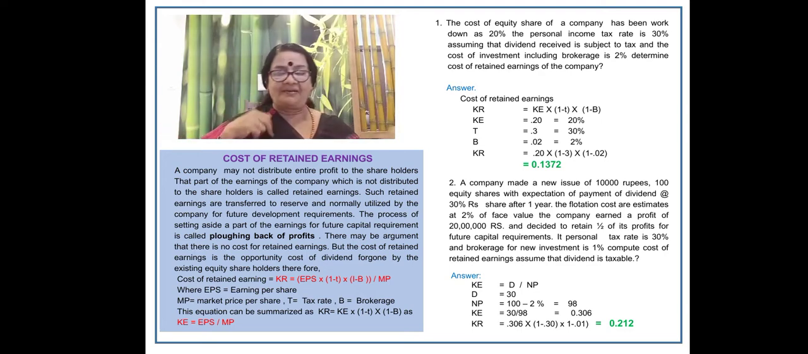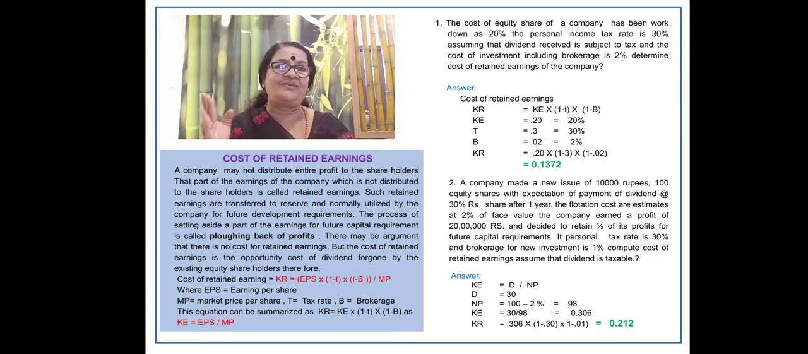Then the third question also I will explain for you. PQ Limited transfers 50 lakh rupees out of its profits to reserve for starting a new project. The shareholders can invest their surpluses at 20%, assuming that the expenses and brokerage for the new issue investment is 3% and dividends are not taxable. So here it's also easy.